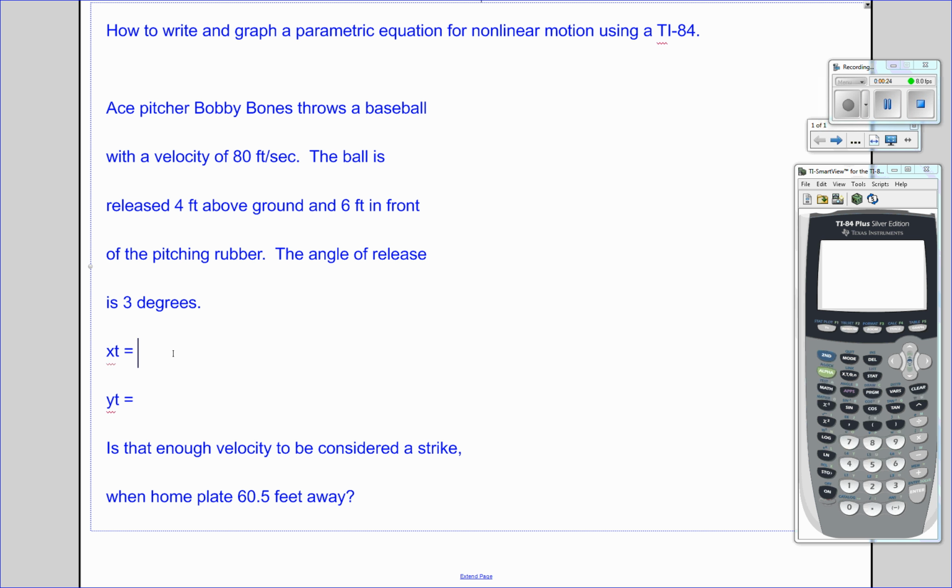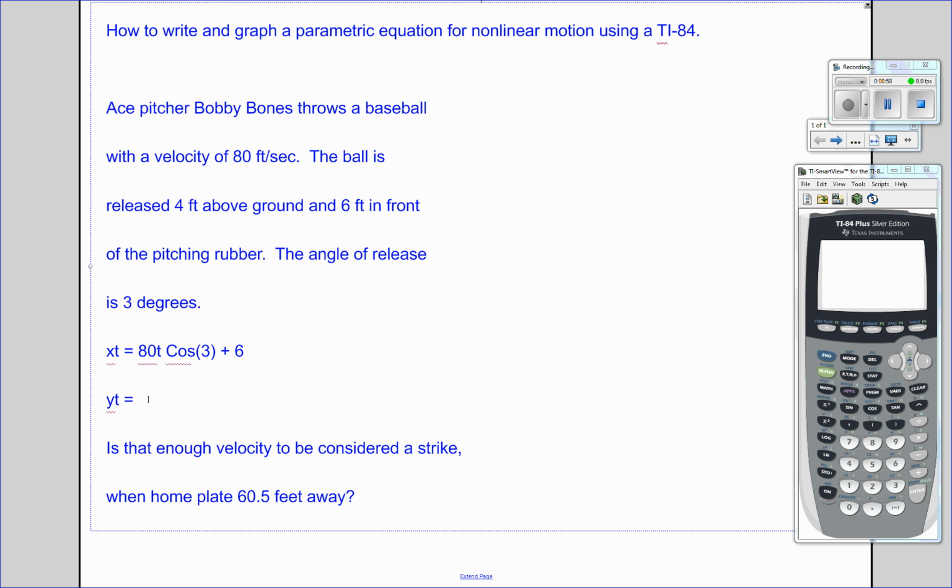The horizontal component has a rate part to it. Since it's 80 feet per second, that is 80 times the number of seconds it's in the air, times the cosine of the angle that it's released at, which is 3 degrees, plus the distance out in front of the rubber. Most of this comes from our previous work dealing with parametric equations, or dealing with position on a coordinate plane, position vectors.